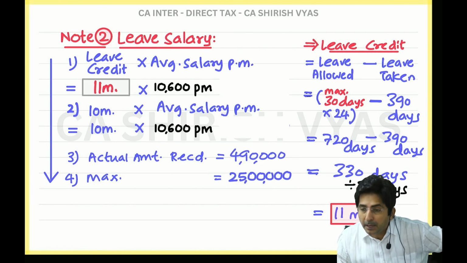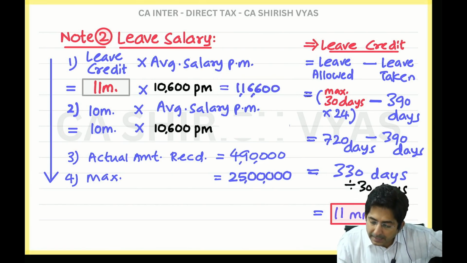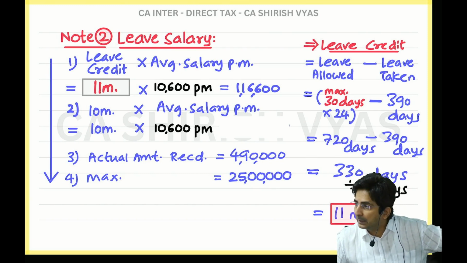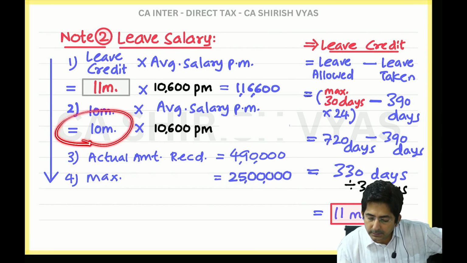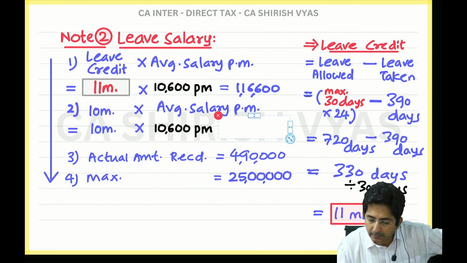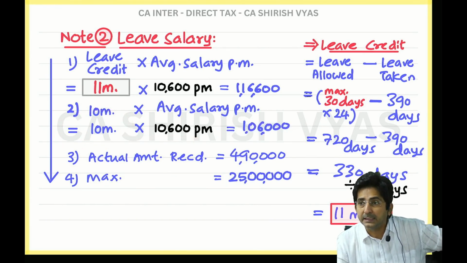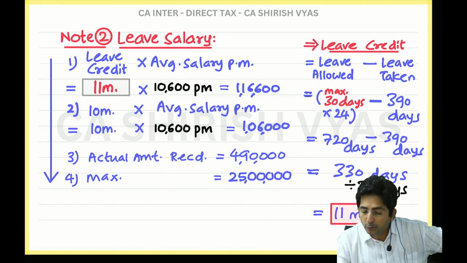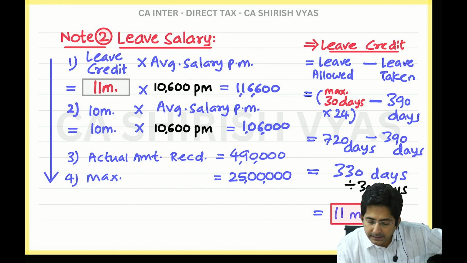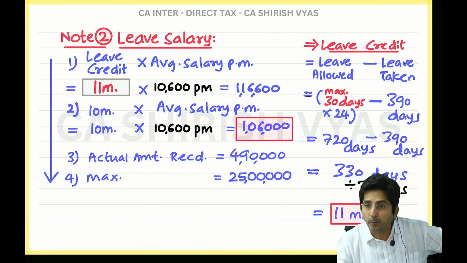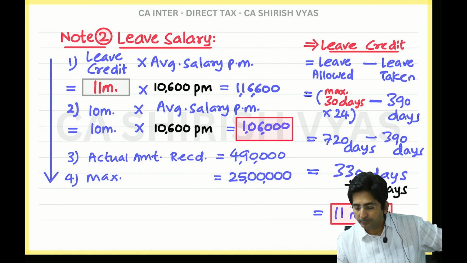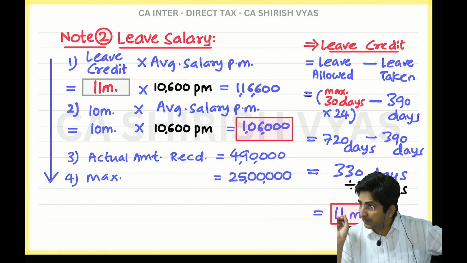And then multiply by 10,600 per month. So that comes to 1,16,600. And then what was the second amount? 10 months into 10,600. That comes to 1,06,000. Whichever is less. So which one is less? The second amount. This one is less, so this amount I will select. But wait. Here one concept is yet to be explained.